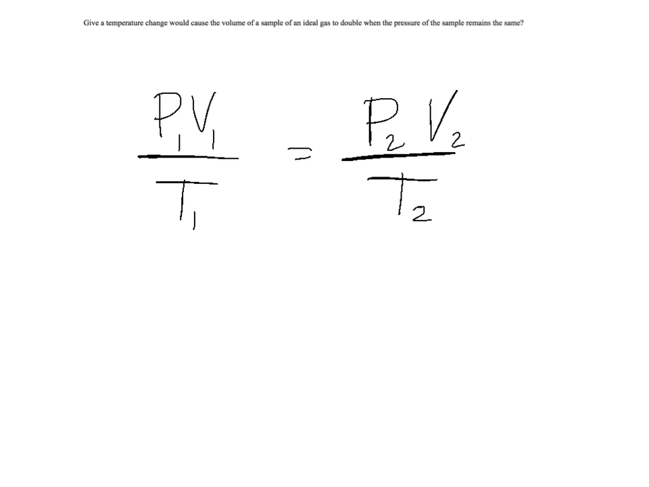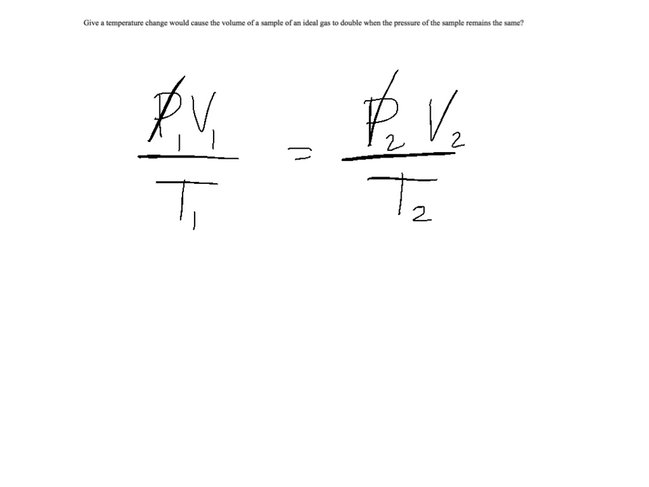Okay, sorry about the wording on this problem. It says, give a temperature change that would cause the volume of a sample of an ideal gas to double when the pressure of the sample remains the same. Okay, so we know the pressure is going to remain the same. We can cancel those off. They're not going to mean anything.